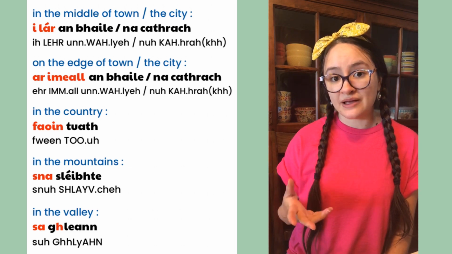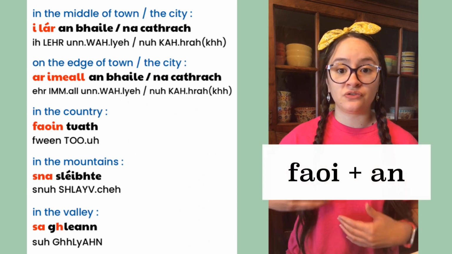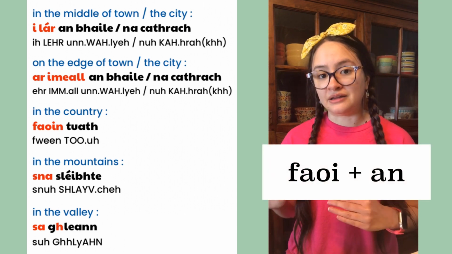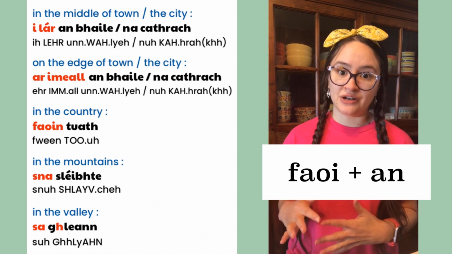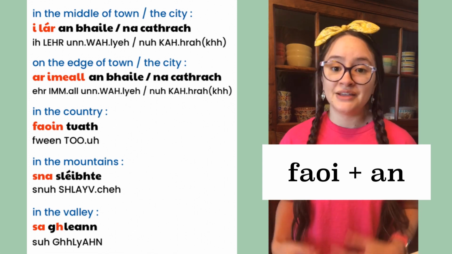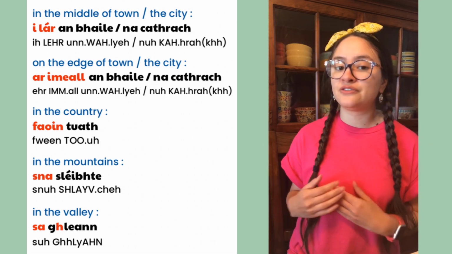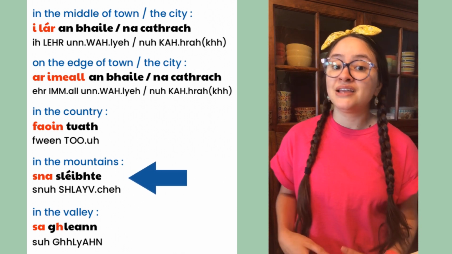Now, fuin itself is a combo word made up of the preposition fui, which means under or about, and un, which is the definite article, the singular version of the definite article the. So it means under or about the country. Tua, fuin tua.